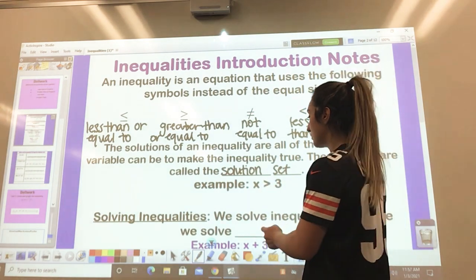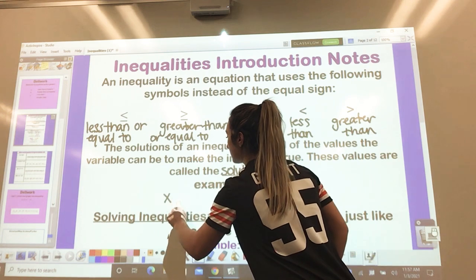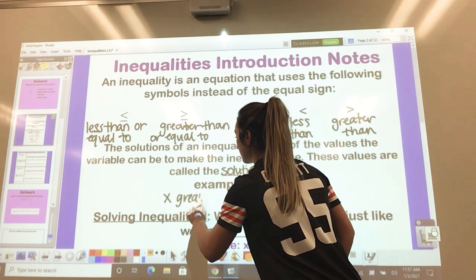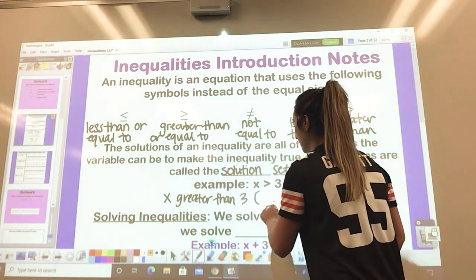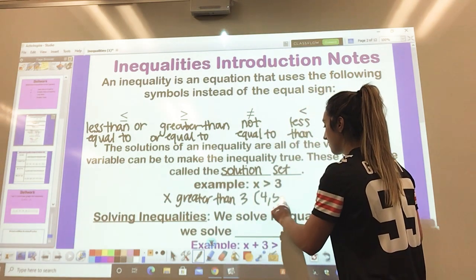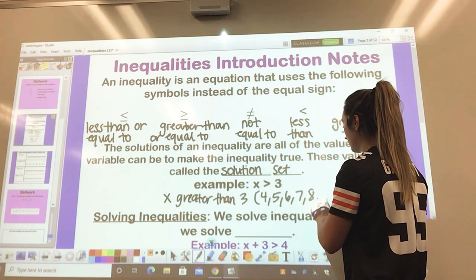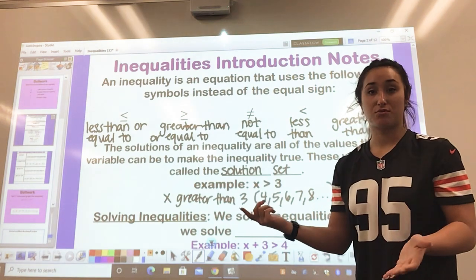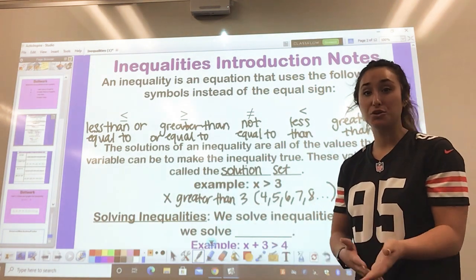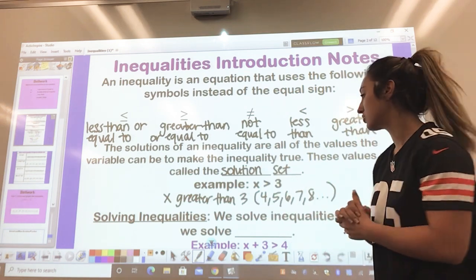So here x could be, I'm going to write this in word form too, x is greater than 3. So it could be 4, 5, 6, 7, 8, and so on. X could also be 3.1, 3.2. It just can't be 3. It has to be more than just 3 on its own.